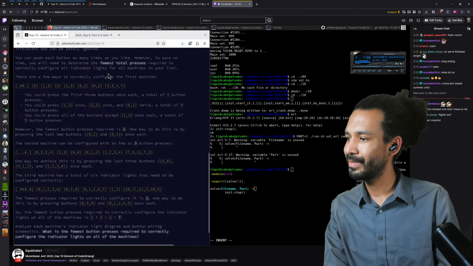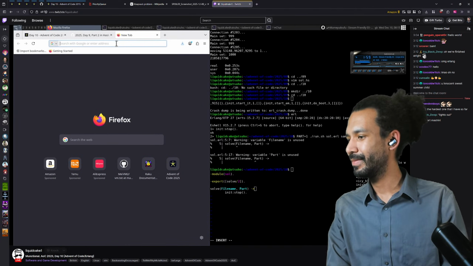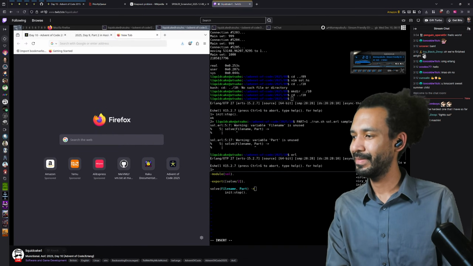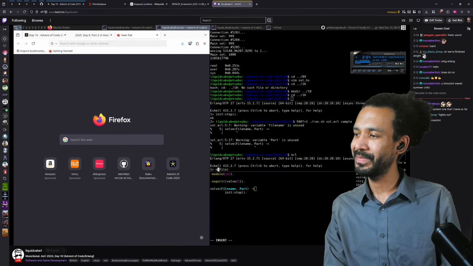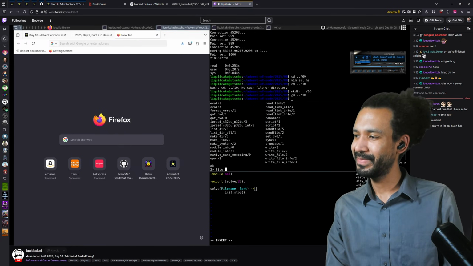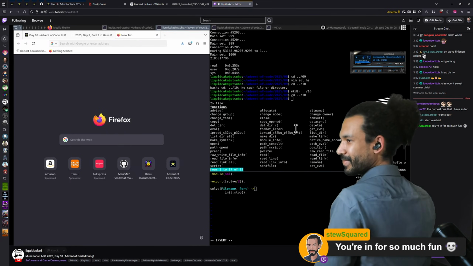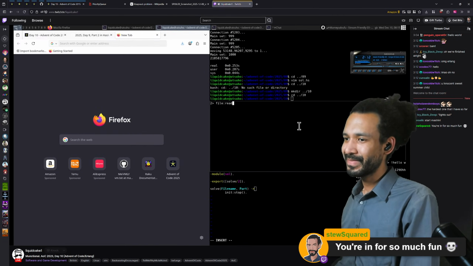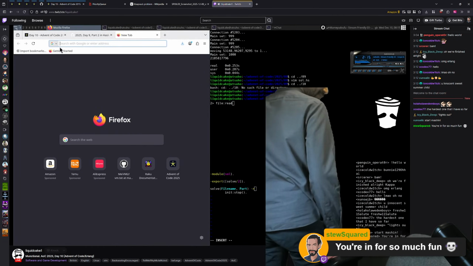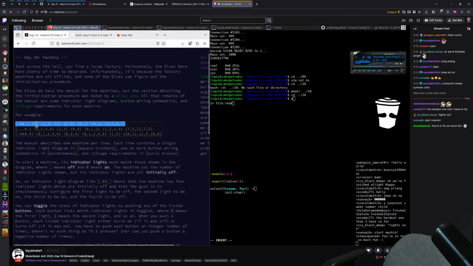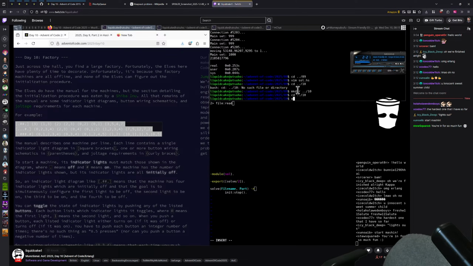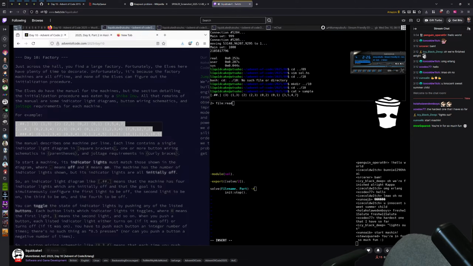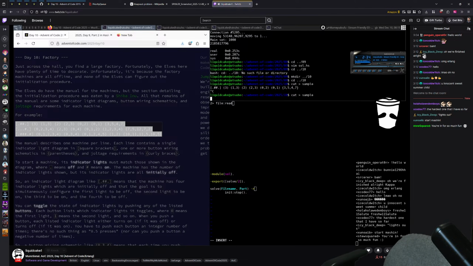So we need to know how to read the input file, which I can't remember how to do. I think there's like file read or something. File... What can we do? We can read. We've got a sample. That was not the expected paste. What happened there?